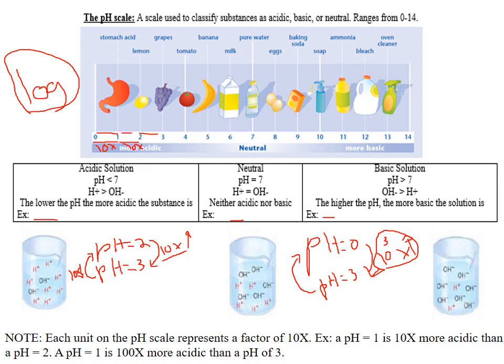And that's all because it's on a logarithmic scale. So even though it looks like only a difference of 1, it's actually a difference of a factor of 10 every time you go from one unit to the other. So that's important to understand.